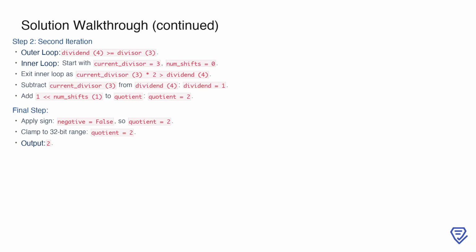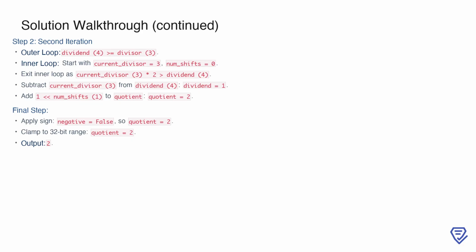In the second iteration, the dividend is now 4, which is still greater than or equal to the divisor, 3. Again, we enter the inner loop with the current divisor set to 3 and number_shifts initialized to 0. As before, doubling the current divisor would exceed the dividend, so we exit the inner loop. We subtract the current divisor, 3, from the dividend, leaving 1. Adding 1 left shifted by number_shifts, which is 0, to the quotient updates it to 2. Since the dividend is now less than the divisor, we exit the outer loop.